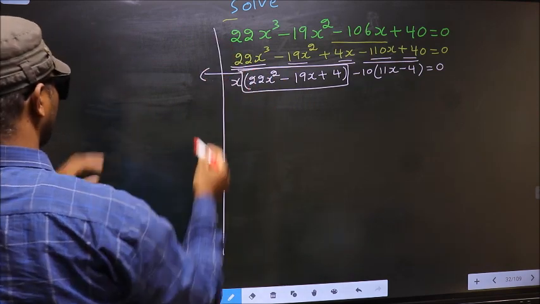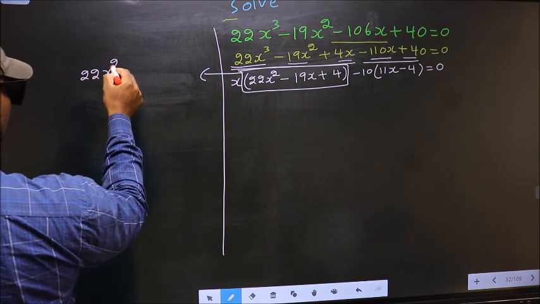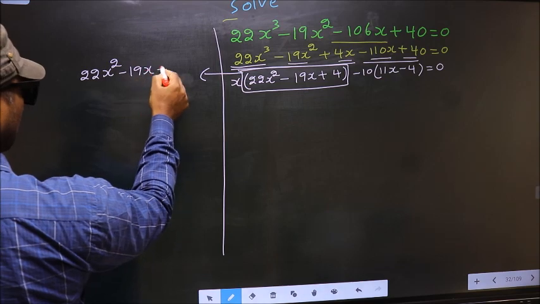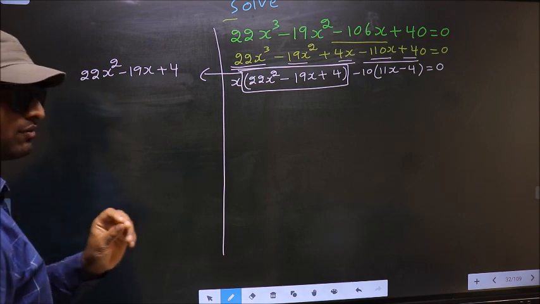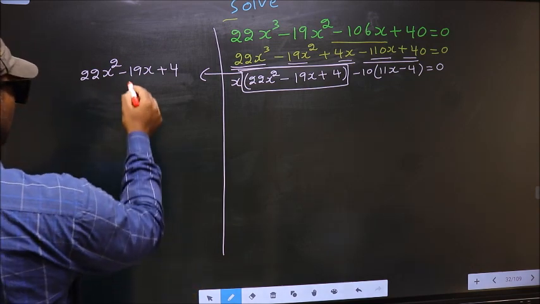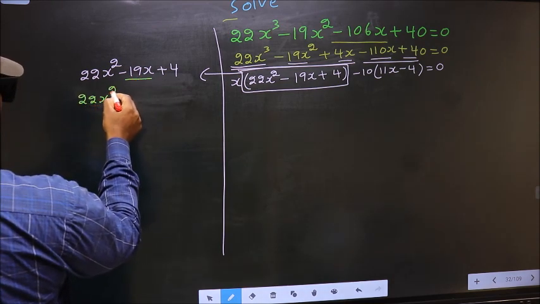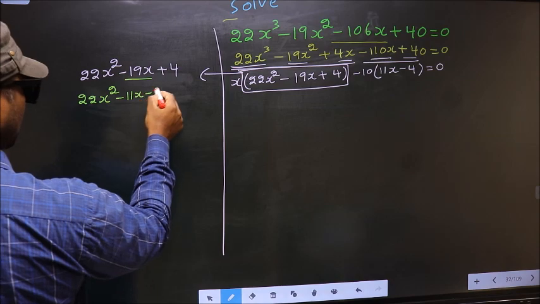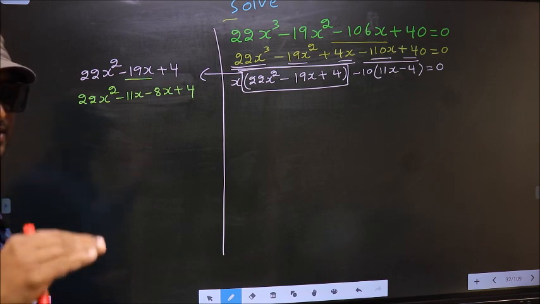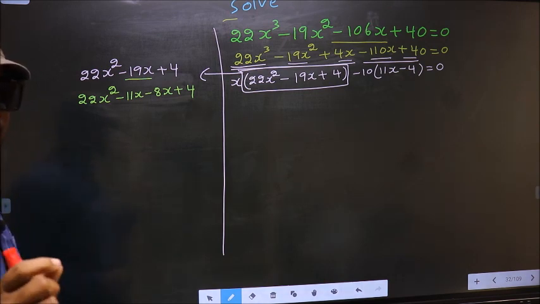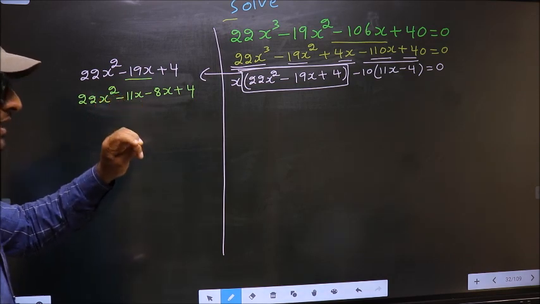So I will factorize the quadratic here, that is 22x square minus 19x plus 4. To factorize this, we should split the middle term minus 19x. So in place of minus 19x, now I write minus 11x minus 8x plus 4. I am not doing factorization steps. Directly I have split minus 19x to minus 11x minus 8x.